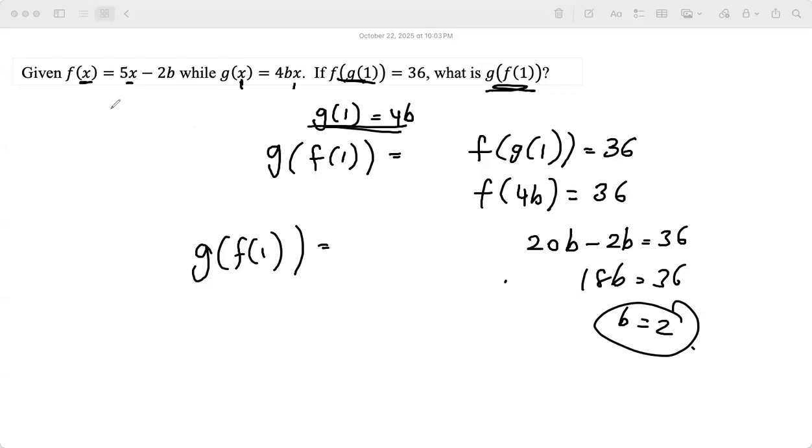So f of 1 is what? b, you know, is 4, right? So f of 1 is what? 5 minus 1 is 4. g of 5 minus 4 is 1. g of 1 is what? You plug that in.